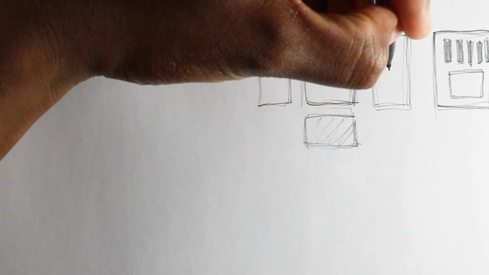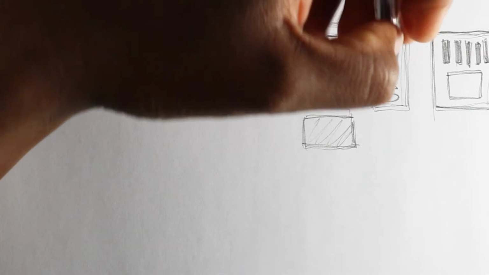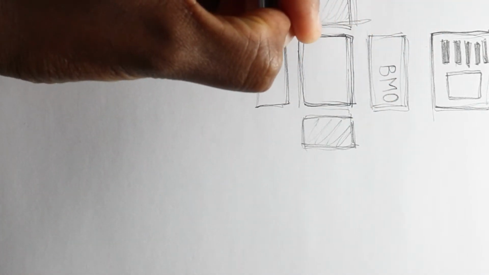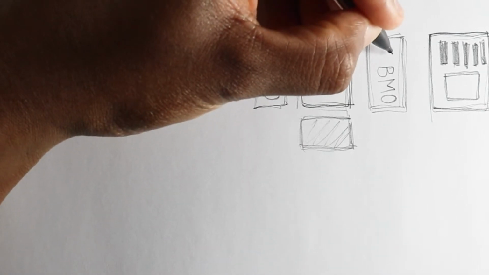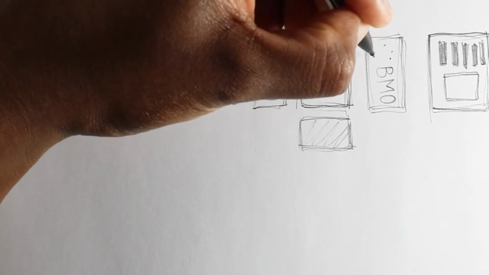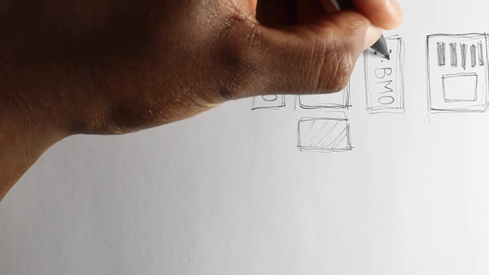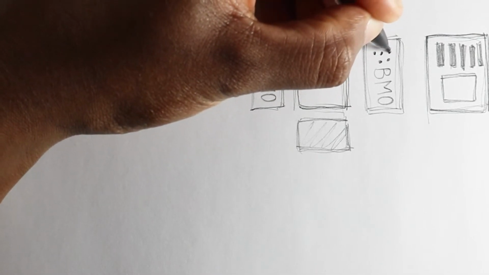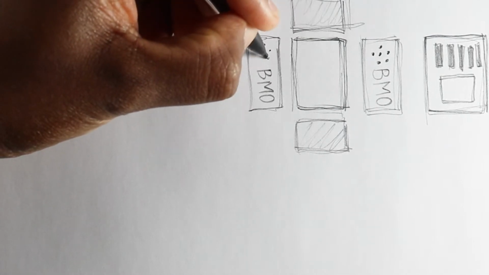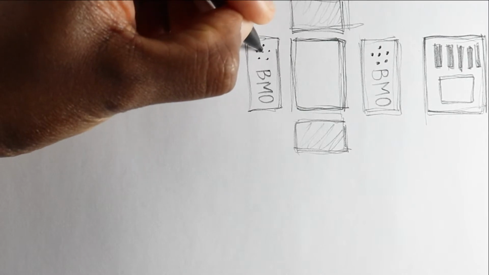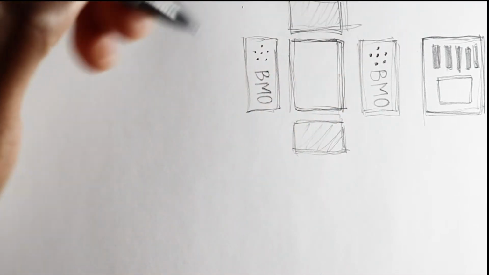On the sides, you have the big BMO, and then a little dotted circle with a dot in the middle, probably representing like a little speaker, like an old Game Boy or something. And it's the same on this side. So there you go, top, bottom, right, left, back.